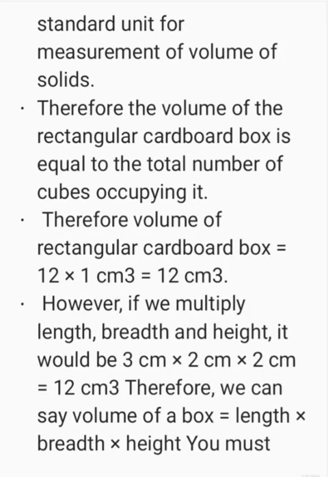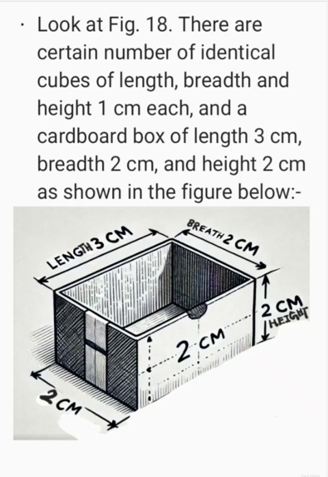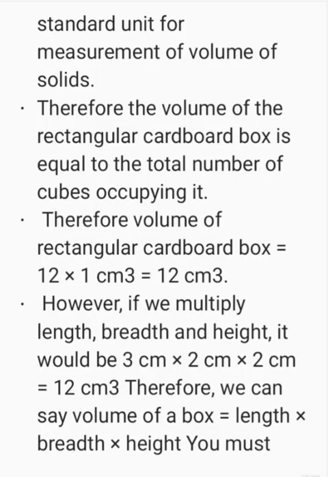Therefore, the volume of the rectangular cardboard box is equal to the total number of cubes occupying it. Therefore, the volume of the rectangular cardboard box is equal to 12 x 1 cubic centimeter, which is 12 cubic centimeters. However, if we multiply length, breadth and height, it would be 3 cm x 2 cm x 2 cm equals 12 cubic centimeters. Therefore, we can say the volume of a box is equal to length times breadth times height.